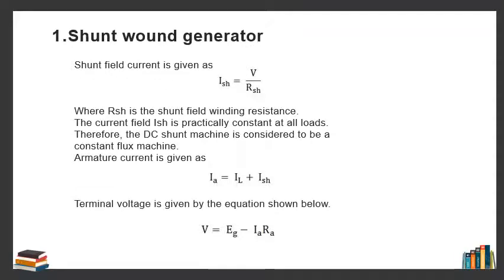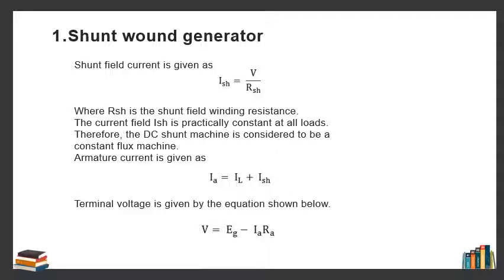The shunt field current is given as ISH equals V upon RSH. We can find this current with the help of Ohm's law: V equals IR, so I equals V upon R. So we can write ISH equals V upon RSH, where RSH is the shunt field winding resistance. The field current ISH is practically constant at all loads. Therefore, the DC shunt machine is considered to be a constant flux machine.